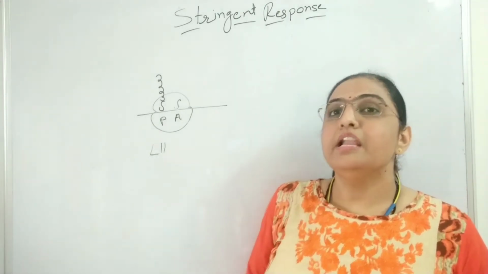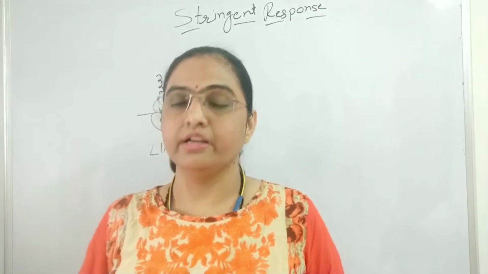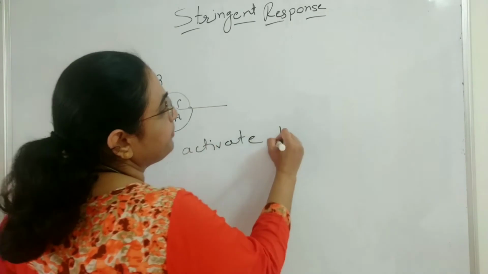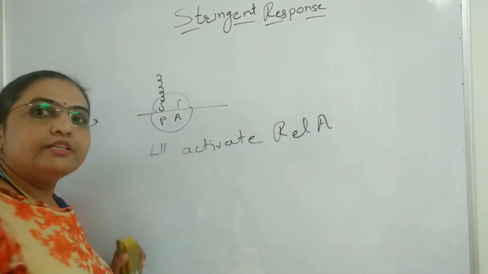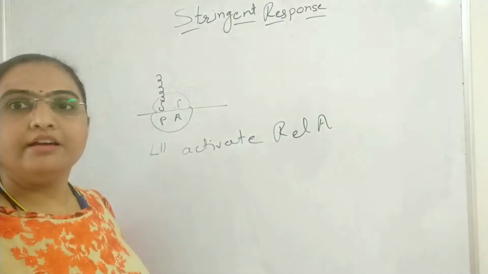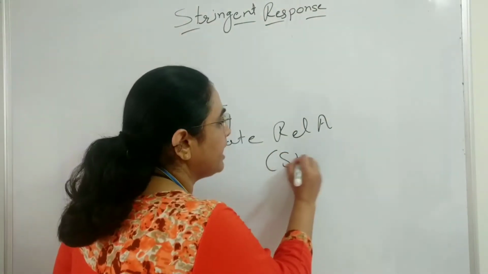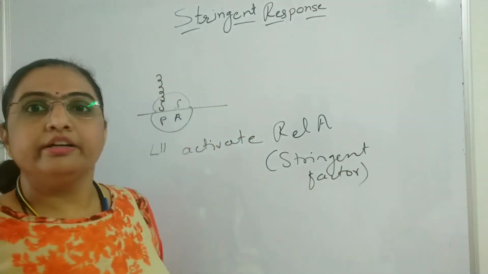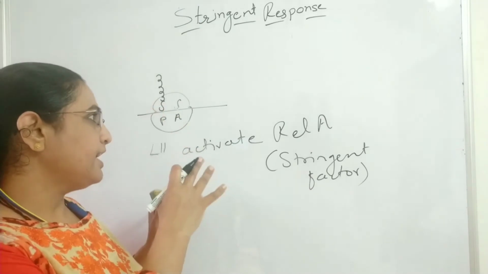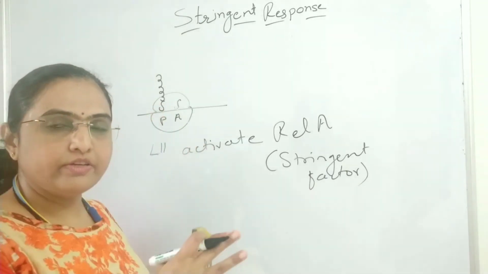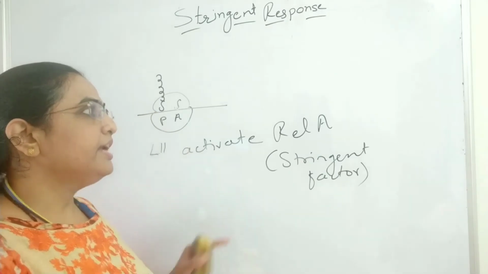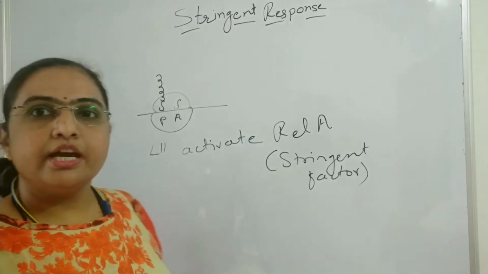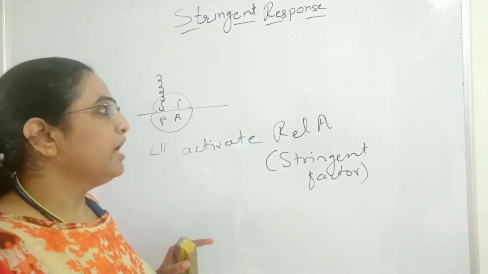Now this L11 is going to activate a protein which is present in the ribosome only, and that protein is RelA. RelA is also called the stringent factor. So the RelA is getting activated, and at the same time, the uncharged tRNA from the A site is going to be removed.